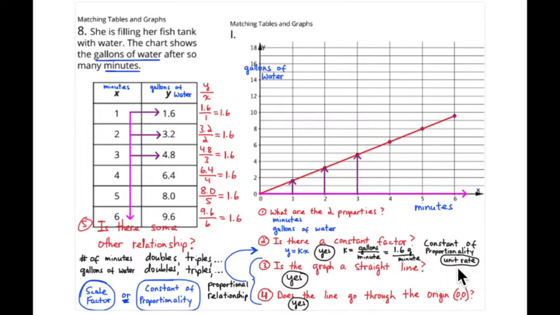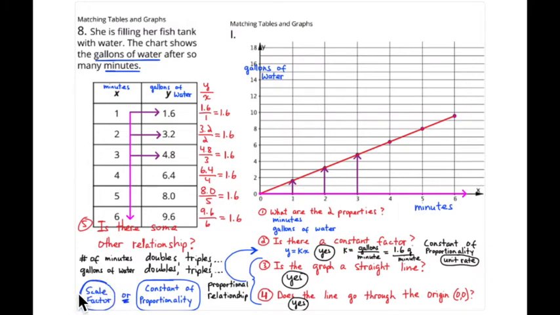That's called the unit rate. And the graph is a straight line, and it goes through the origin, 0, 0. So these points taken together, constant of proportionality, graph is a straight line, it goes through the origin, 0, 0. That is a proportional relationship. So if you double the number of minutes, you're going to double the number of gallons. Triple the number of minutes, triple the number of gallons. 20 times the number of minutes, 20 times the number of gallons.